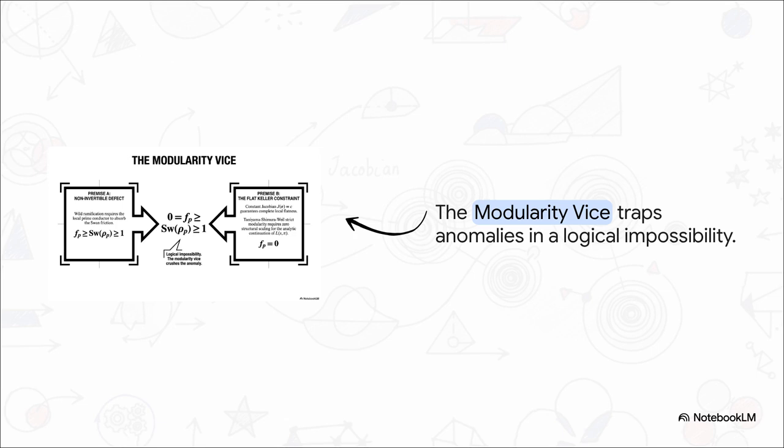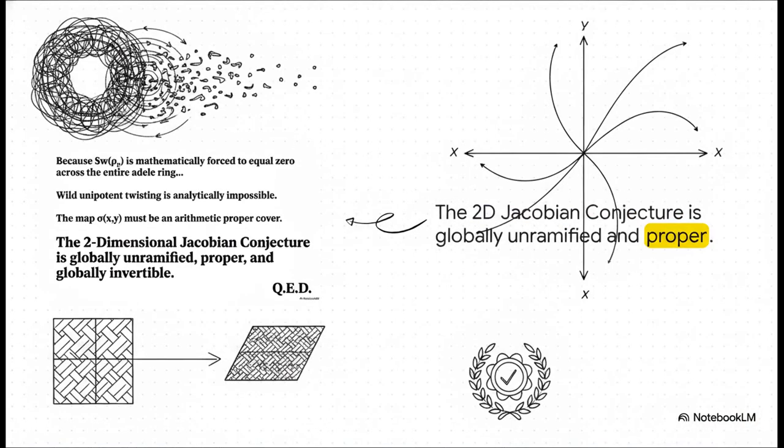The rigid modularity of GL2 completely crushes the hypothetical unipotent twist anomaly. Because the Swan conductor is mathematically forced to be 0 across the entire Adele ring, wild unipotent twisting is analytically impossible. The map simply must be an arithmetic proper cover. Therefore, the two-dimensional Jacobian conjecture is globally unramified, proper, and globally invertible. QED. The proof is complete.